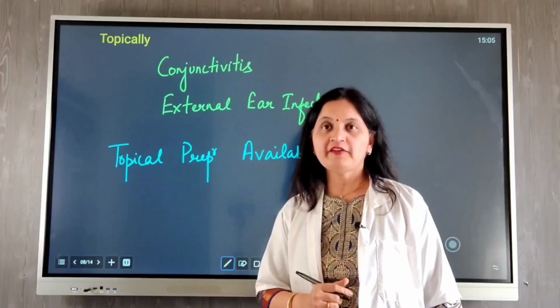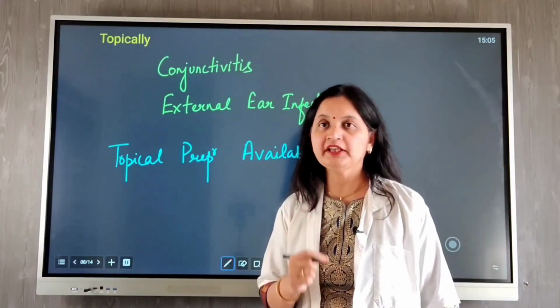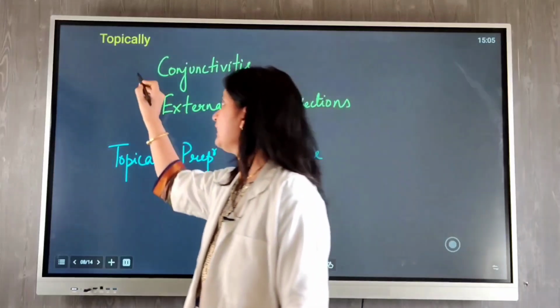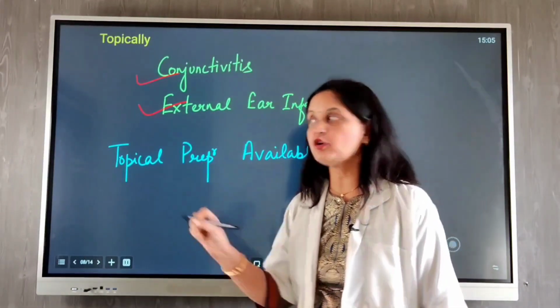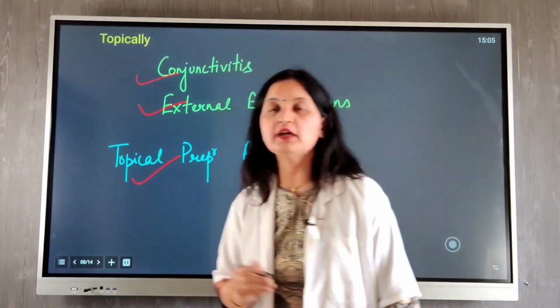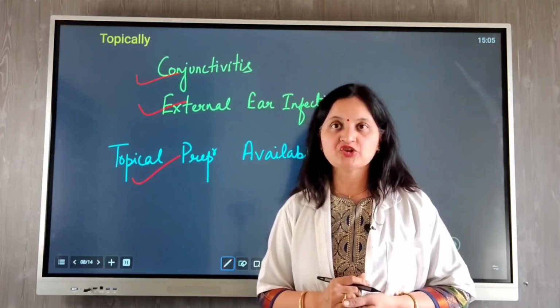Because chloramphenicol has high tissue penetration property, it can penetrate the conjunctiva. It is useful for treating conjunctivitis and external ear infections. They are available as topical preparations to be applied to the eye and ear for treating conjunctivitis and ear infections.